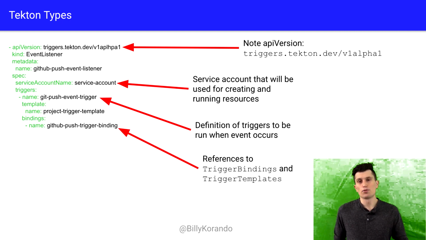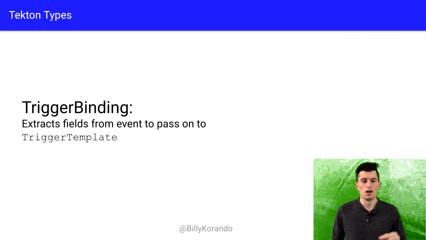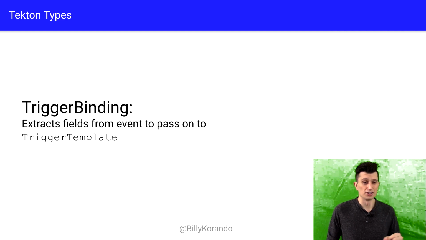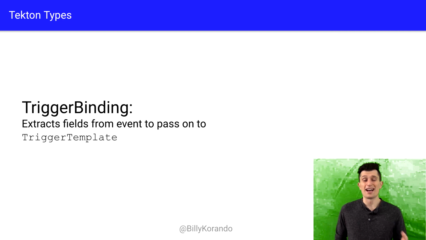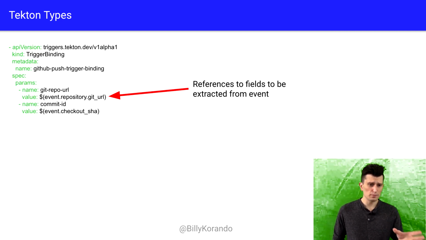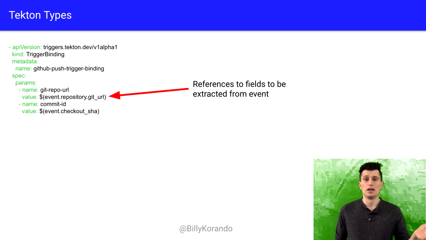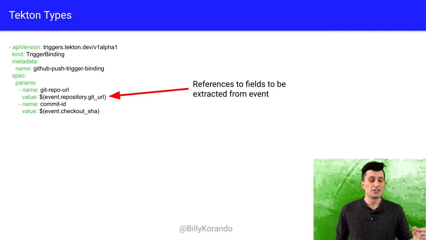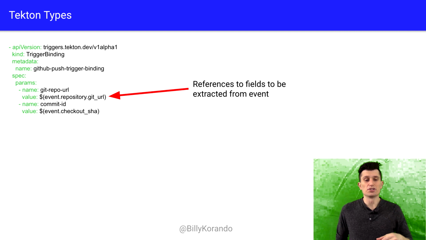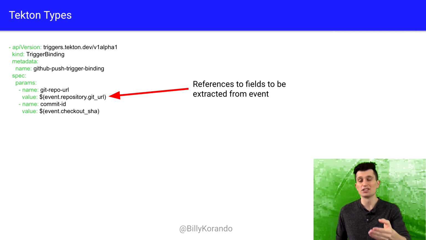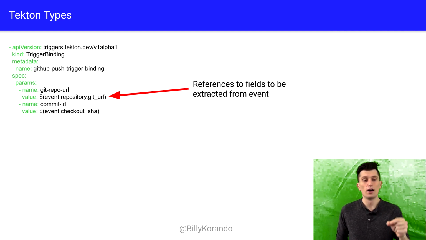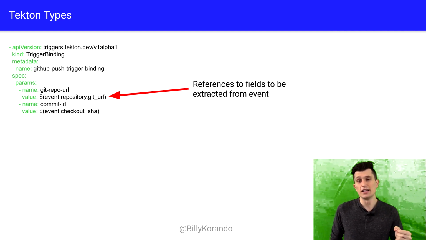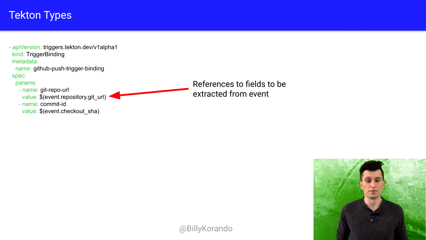Then we have the trigger binding for extracting information from the event that's being sent to this event listener. And then we'll also get to the trigger template in just a moment. But as mentioned, the trigger binding just extracts fields from the event to pass on to the trigger template. So in this example, we have a push event from GitHub, and in this JSON message it's going to have things like the event repository git URL. It's going to send a bunch of things, but we're only going to need a couple of things. In this case, the git URL and then the checkout or commit ID that caused this push event.